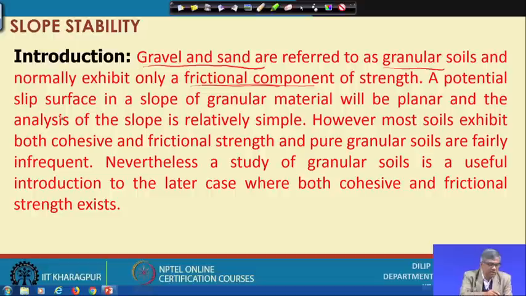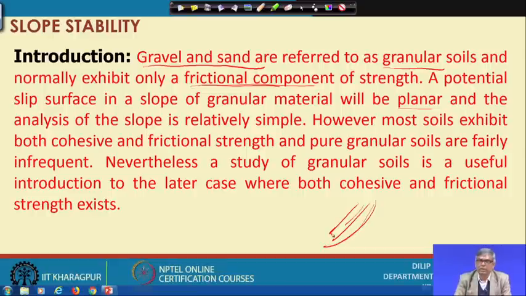And potential slip surface, that means if you make a slope with sand, then your slope will be granular material, will be planar. That means it will not be curved. So if there is a slope, that slope may fail like this or it may fail like this. So this is planar and this is curved. So granular soil failure plane will generally be planar, and the analysis is relatively simple.